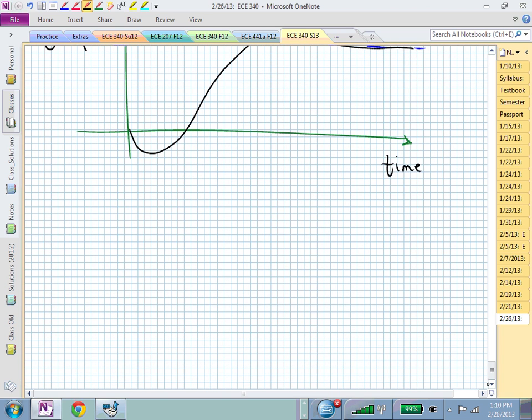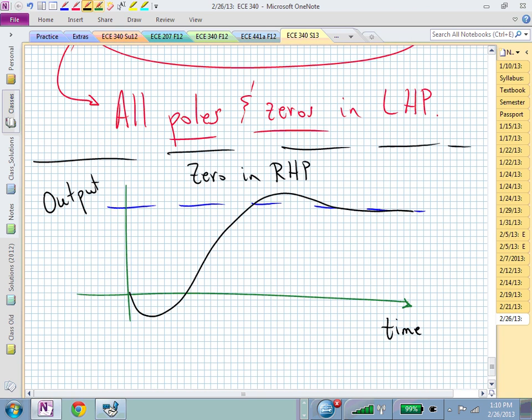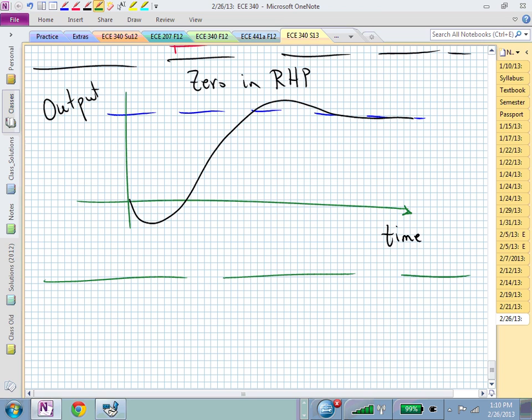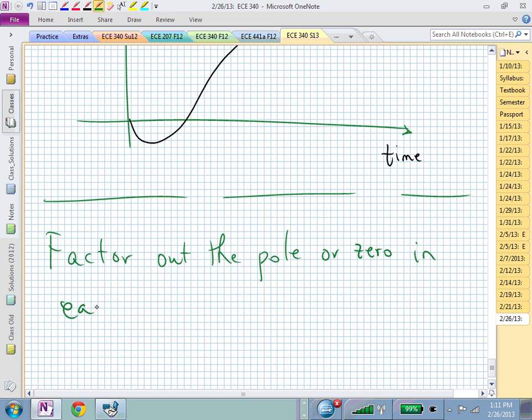To do that, if we've started now with finding the roots of the numerator and the denominator, what we want to do is first factor out all of those constants, which really means we're factoring out the poles, or let me just say factor out the pole or zero in each of these terms, or what I will probably a lot of times call a factor.